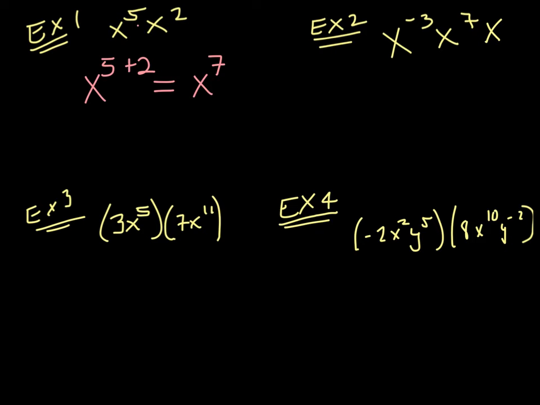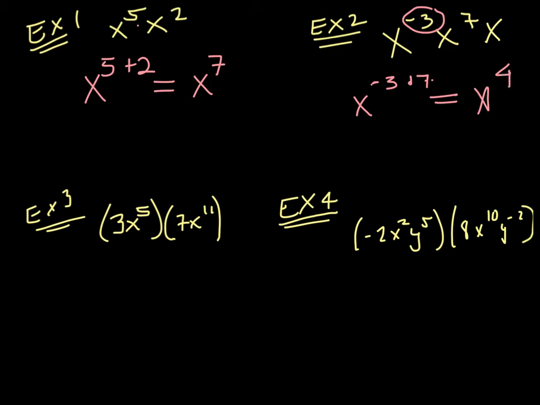In this example, we happen to have a negative exponent. We'll talk more about them later, but for right now, we can still apply the same property. Negative 3 plus 7 is equal to 4, so we get x to the 4th power.